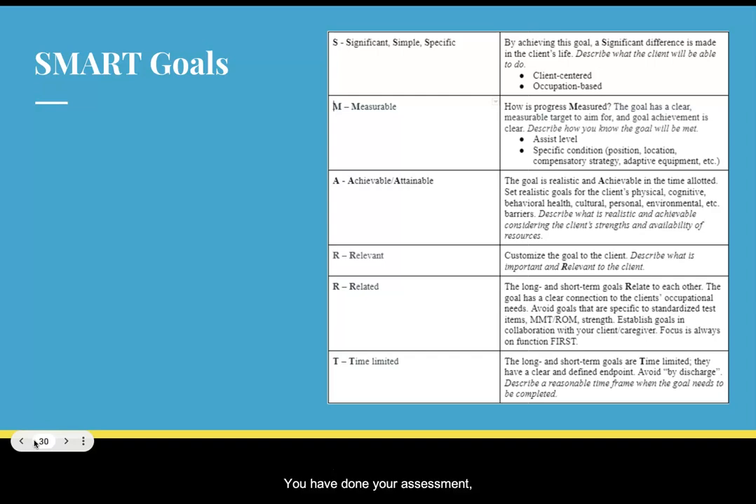So you've done your assessments, you've gathered your information. You've identified the barriers and strengths of the client. You've created your occupational profile. You've analyzed their performance. Now, how do you help them improve in the areas that they've identified and the areas that you've identified through your assessment that are weaknesses of them, areas that they have deficits? How are you going to help them get there? You write goals.